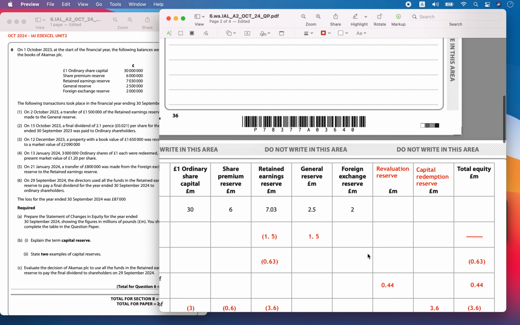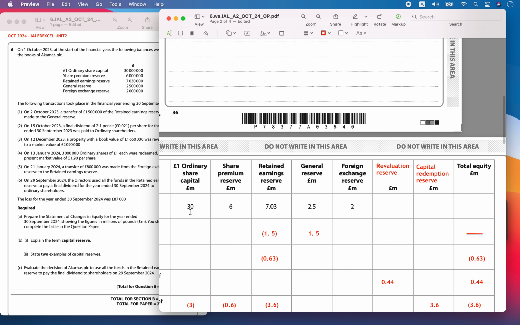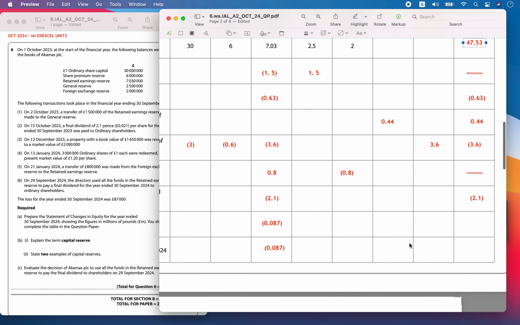Now let's calculate the balances. At the beginning, let's first calculate the equity section. So the first one is 30 plus 6 plus 7.3 plus 2.5 plus 2, that is equal to 47.53 million. 47.53 million was the equity at the beginning.